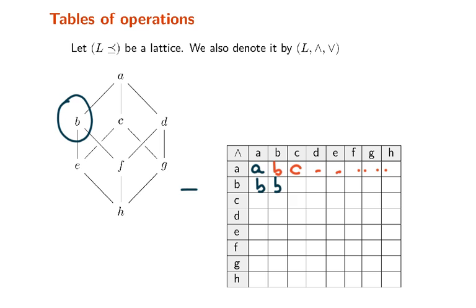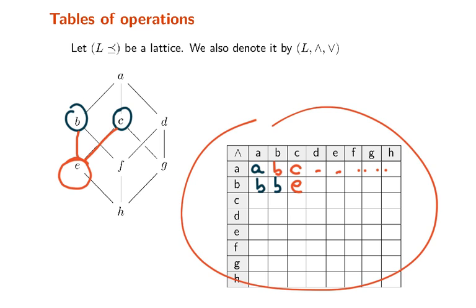B and C, let's check this one. B and C, what goes here? We're talking about B and C. Well, we can see that the greatest lower bound between these is E. So we put E here. And in that way we can complete all this table of the meet.